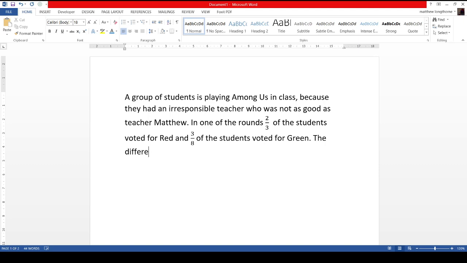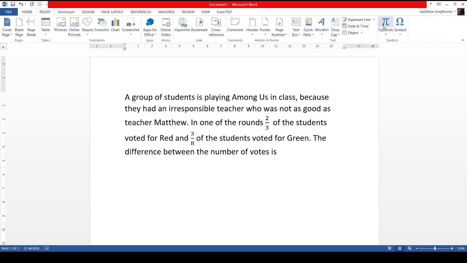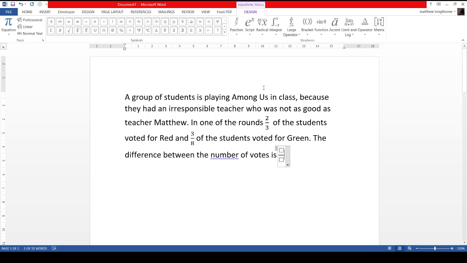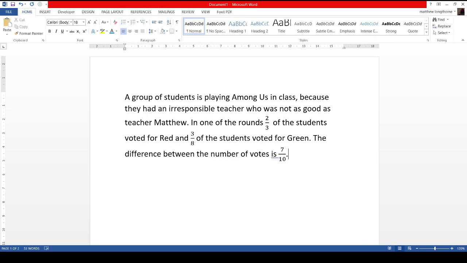The difference between the number of votes is, let's have another fraction. So the difference between the number of votes we will say is 7 out of 10. So then your question will be, how many students voted for green? There we go.